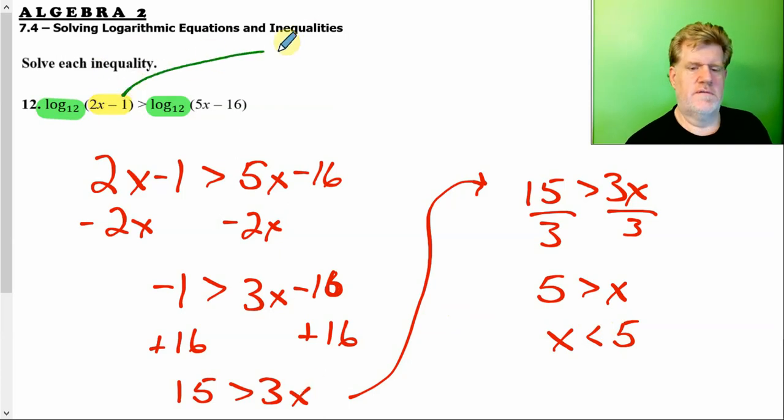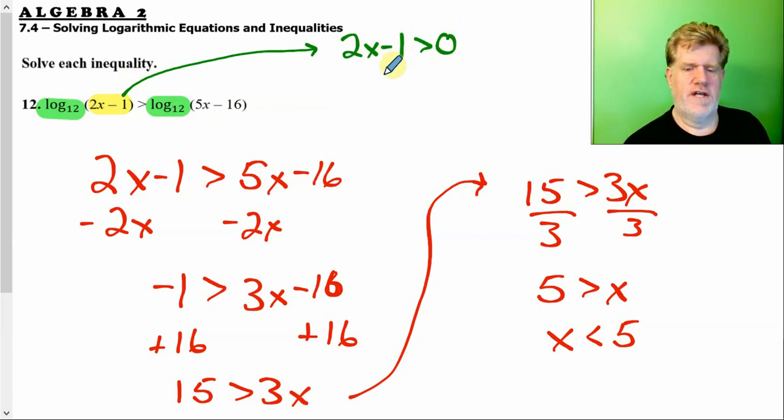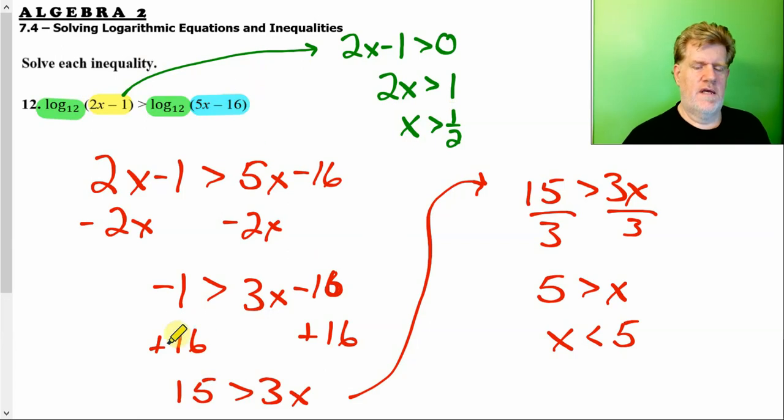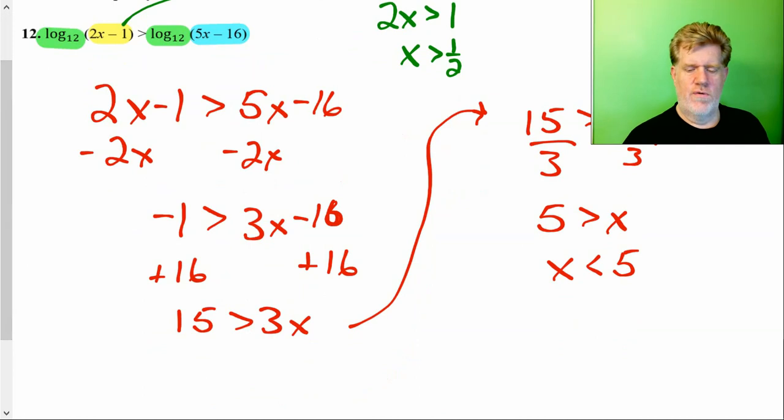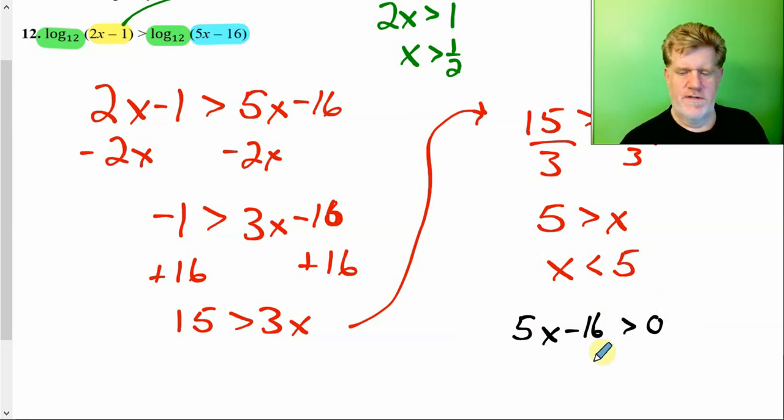2x minus 1. If 2x minus 1 has to be greater than 0, let me just solve this. Going to add 1 to both sides. Divide by 2. I know x has to be greater than 1/2 to make this side work. Okay? All right, but now let's look at this one. 5x minus 16. I know that 5x minus 16 also has to be bigger than 0. It must be. You can't take the log of a 0 or a negative number.